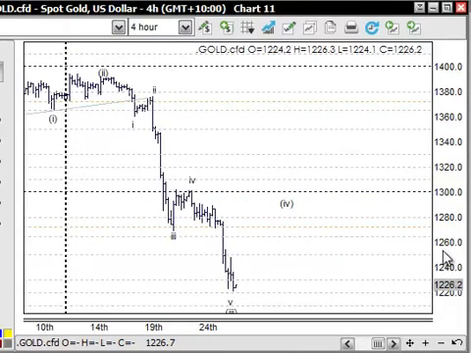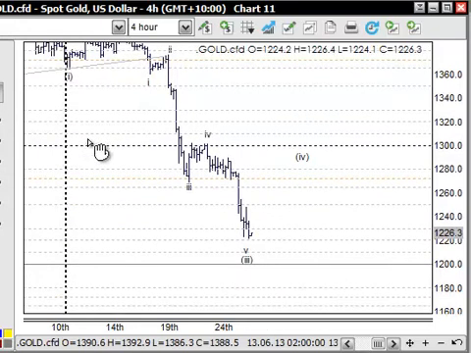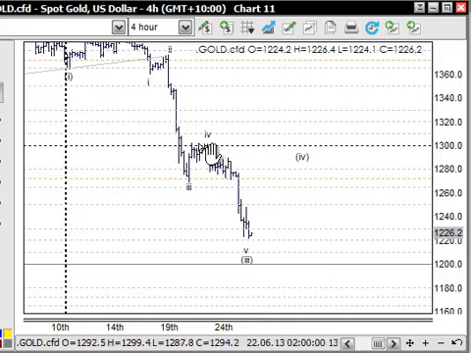On the smaller scale here, this is sort of how I see the count. So we're coming into wave 3 here, okay? And once we get wave 3 here, wave 4 should bounce back to the wave 4 of one lesser degree, which is the 1300 there. Once that's done, then we can move down.